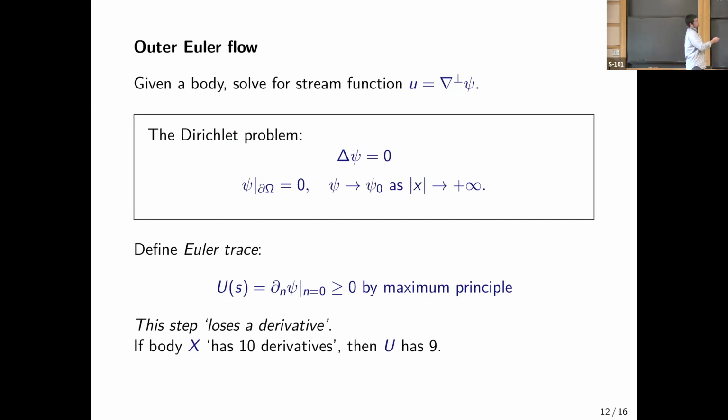So you say that U comes from a stream function, and you can solve the Dirichlet problem for the stream function. The flow is going to be irrotational, and there's some boundary condition at infinity. And from this, you can get what's called the Euler trace. And this step is somewhat familiar from water waves theory. When you do the Dirichlet normal map, there's a derivative loss.